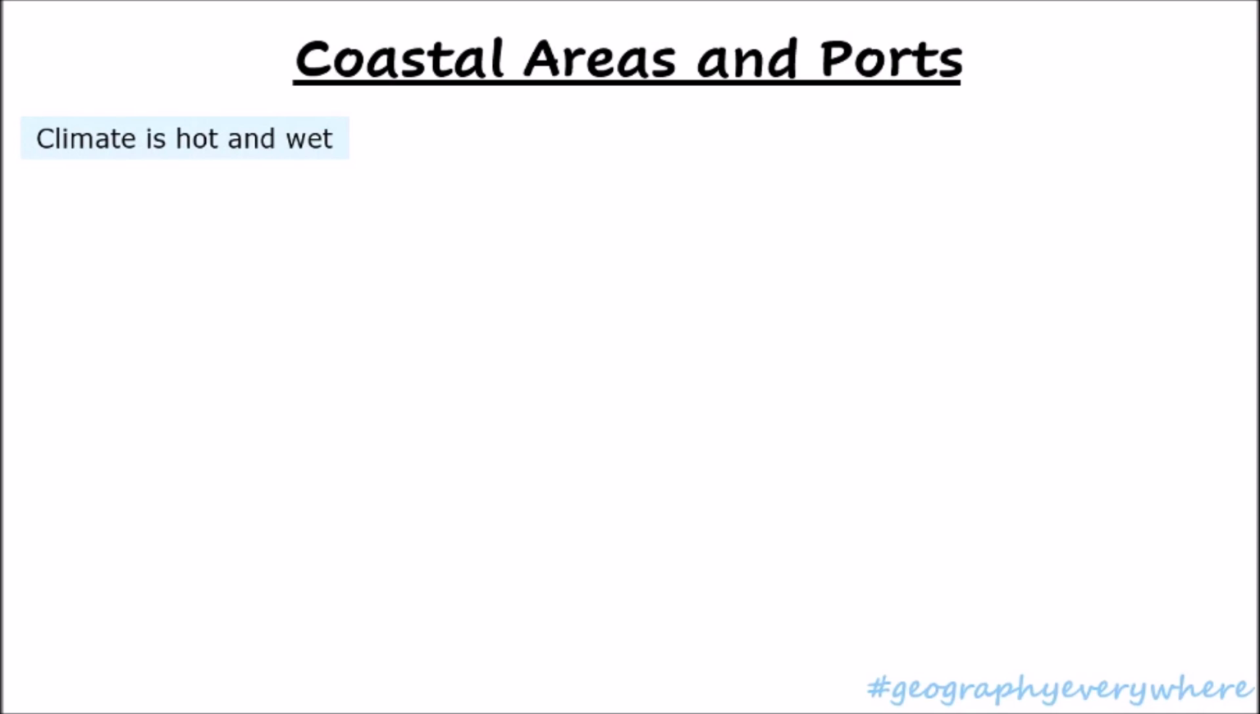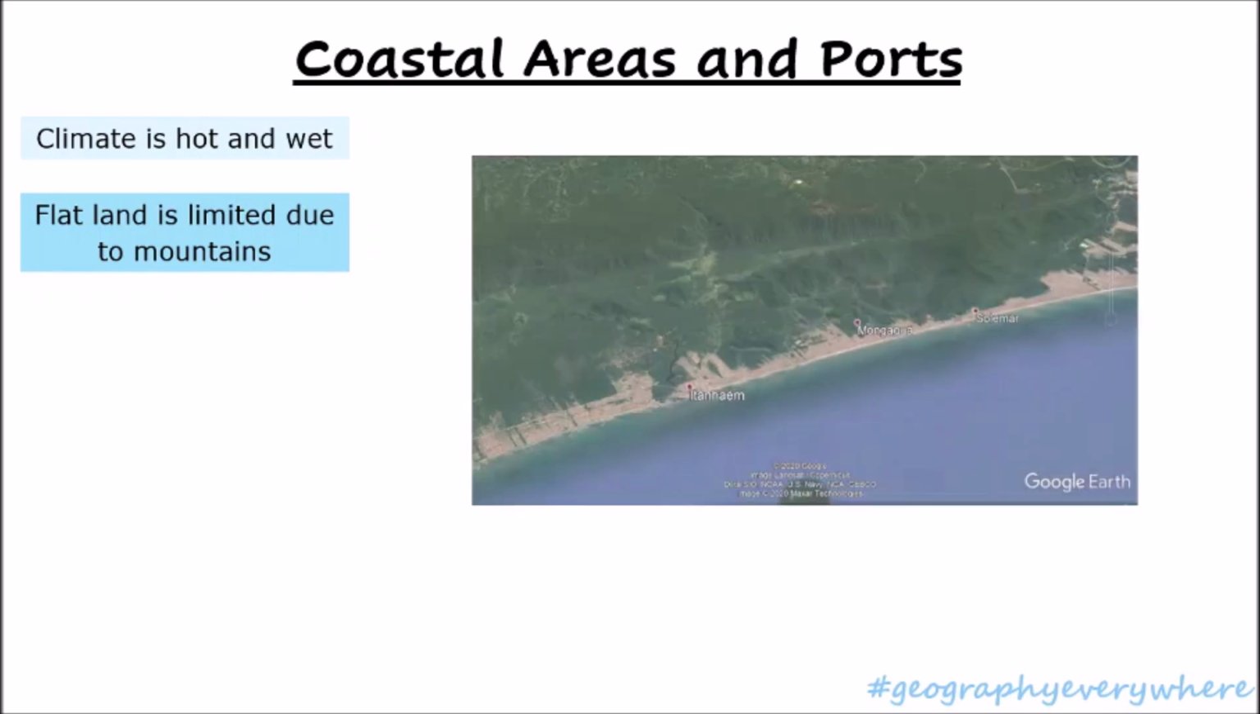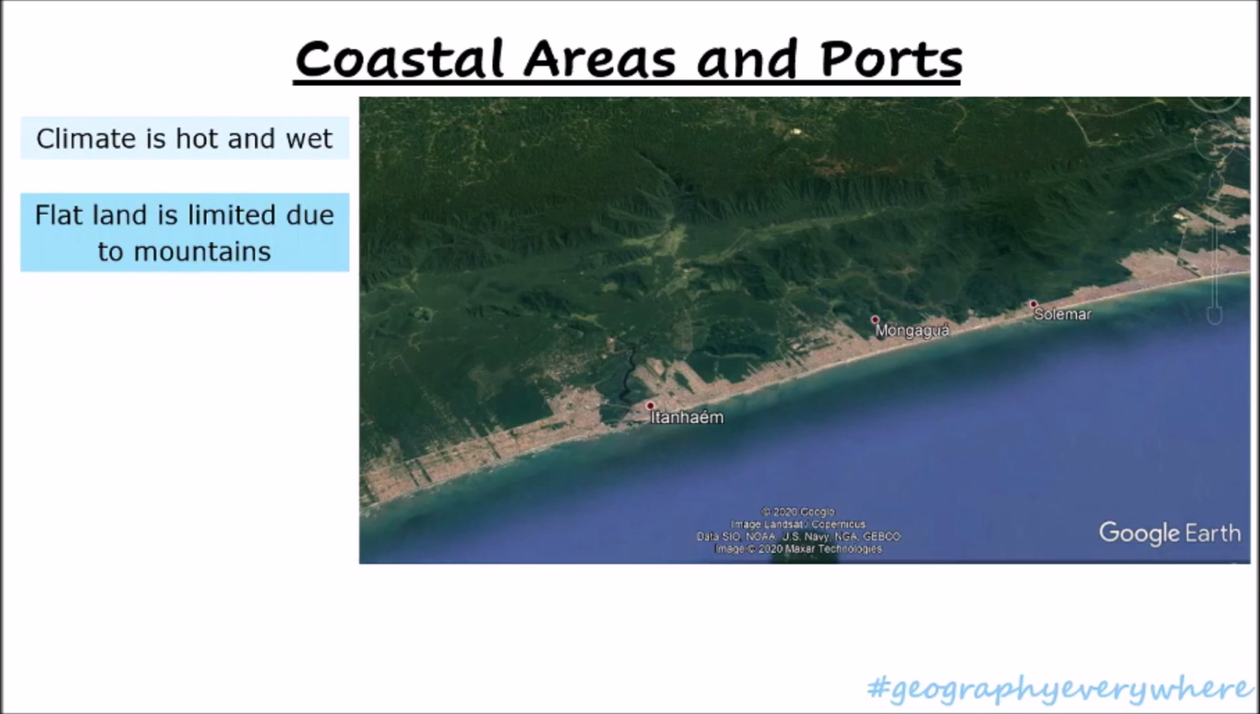Let's see why. First of all, the climate is hot and wet. There is enough flat land for cities to grow. If we use Google Earth to zoom in on an area of the coast in Brazil, we'll see this. We can see the coastline, and we can see a number of cities over there, 3 coastal cities. You can see that there's an area of flat land where the cities can grow eventually.